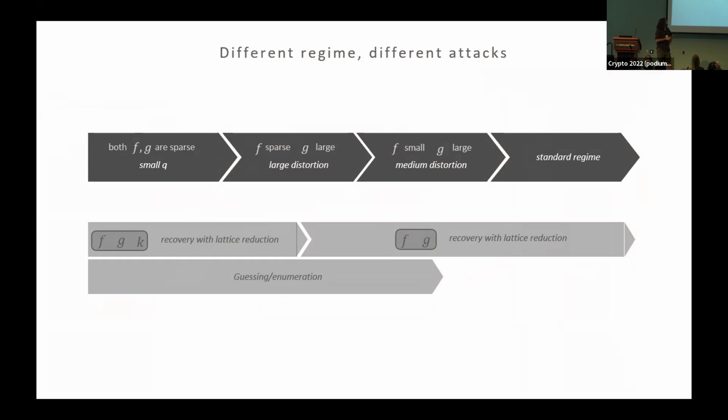So we have different regimes and different corresponding attacks. When both f and j are sparse, which means this very small q technique, we will basically use this recovery of f, j, and k, and we will combine that with the guessing. So we're guessing the position of zeros, suppressing the correct guess from the lattice, and doing lattice reduction in smaller dimension. Then we have this large distortion setting where f is sparse and j is large, and we basically will apply the same technique. And at one point for medium distortion, f is small but not sparse, and j will be large. And k will become too big, so the attack will not be as efficient, and we'll only do the basic recovery with lattice reduction. And then we go to the standard regime, and only lattice reduction applies.